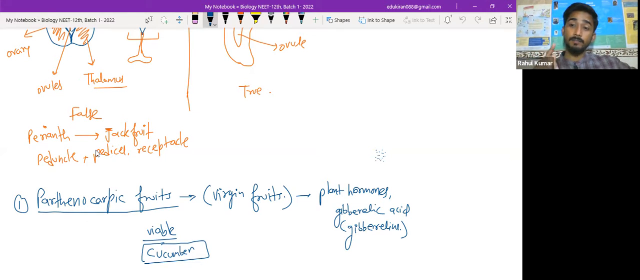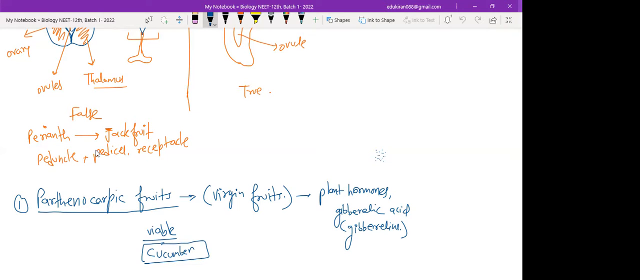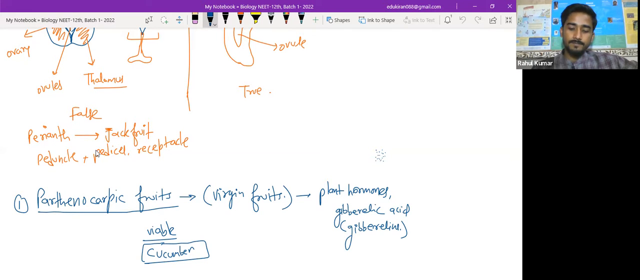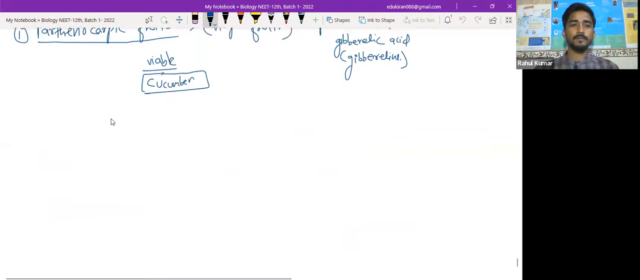But yes, the plant itself, when it must have been grown, it must have been grown either from seed or through some vegetative propagation if it is grown by human, right? Right, Atif? Yes, sir. Okay. Now write down types of parthenocarpy. There are two types of parthenocarpy that we have discussed already.